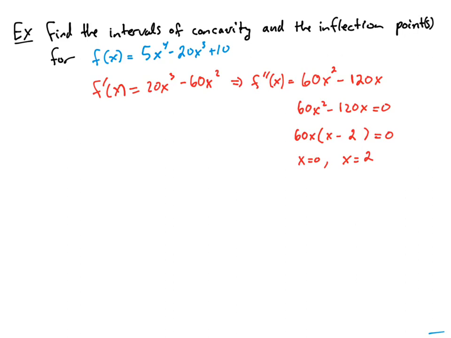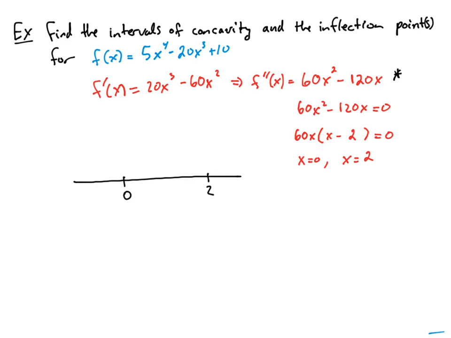So we want to do a similar process to what we were doing with the first derivative. We're going to make a number line and plot these values on the number line. And these values could be where the function changes concavity. So we're just going to test values into the second derivative, into this right here.